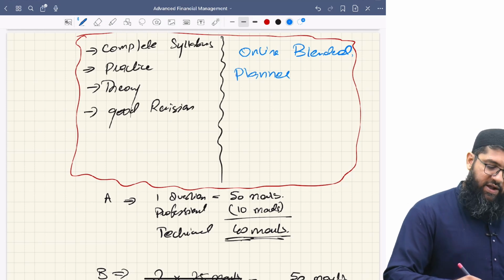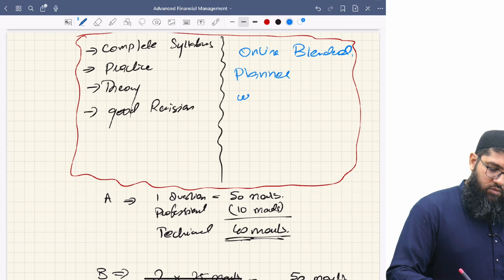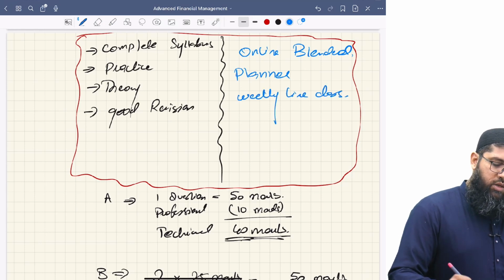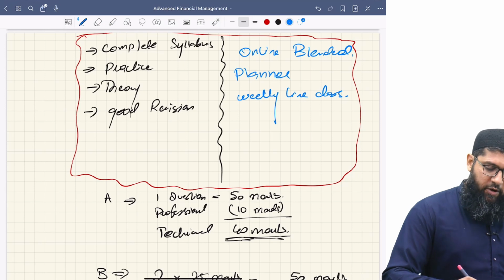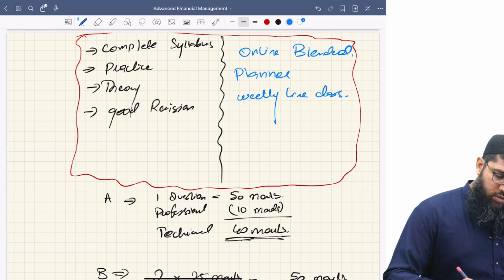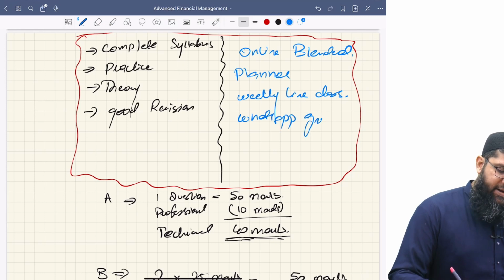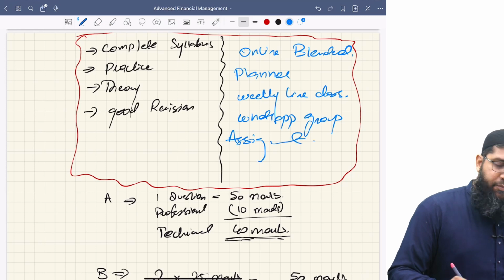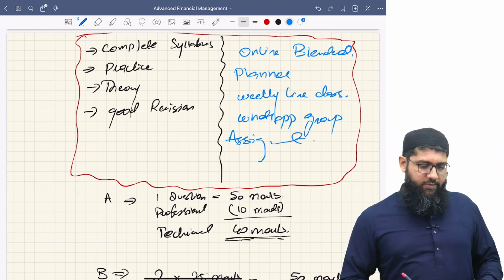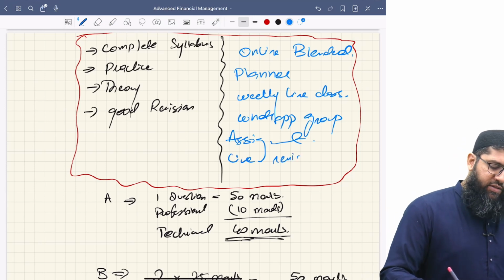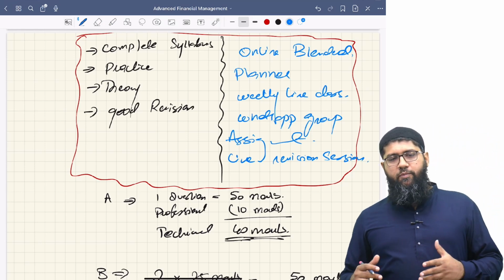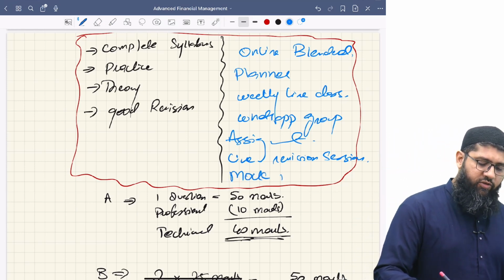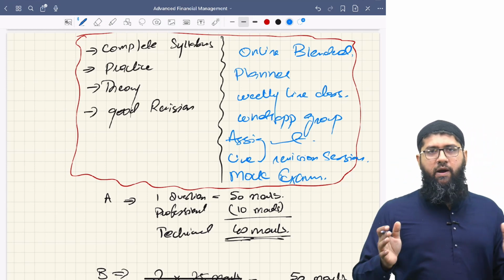The third thing is that there's a weekly live class that we conduct. The fourth thing is that there are dedicated WhatsApp groups. There is a process for you to submit the assignments and get those assignments marked. There are going to be live revision sessions in the last month before the examination. And all of this is going to be provided to you along with the mock examinations. So these are a few things that are part and parcel of the course.